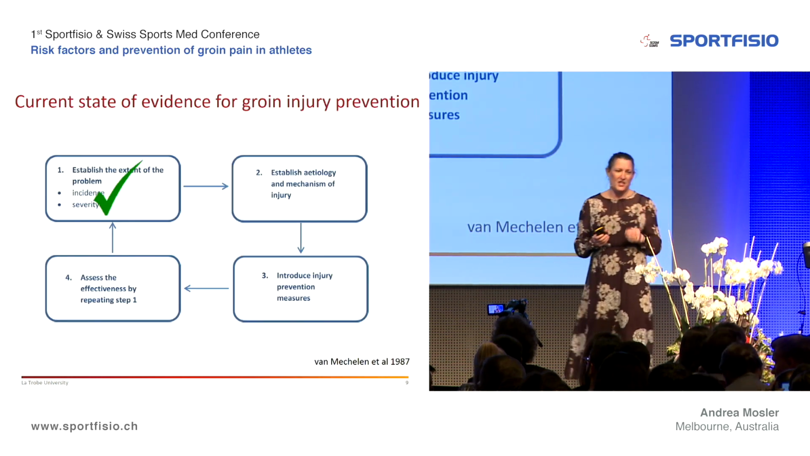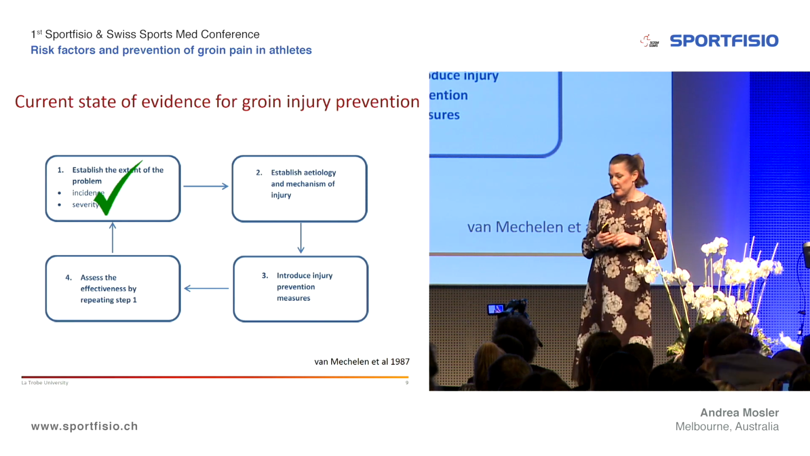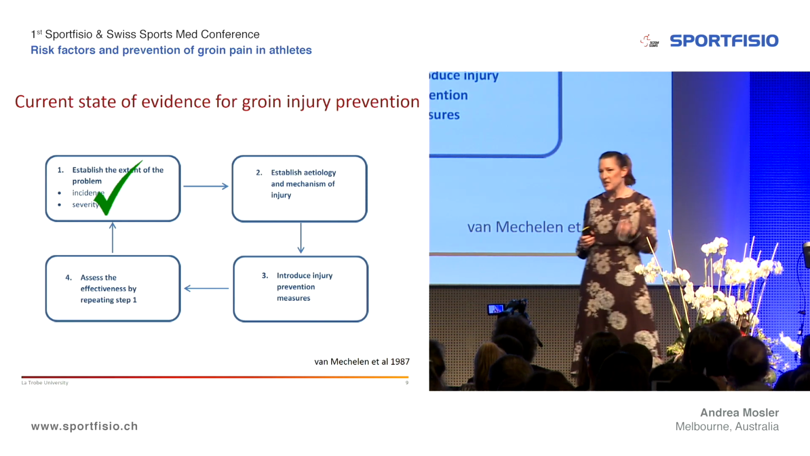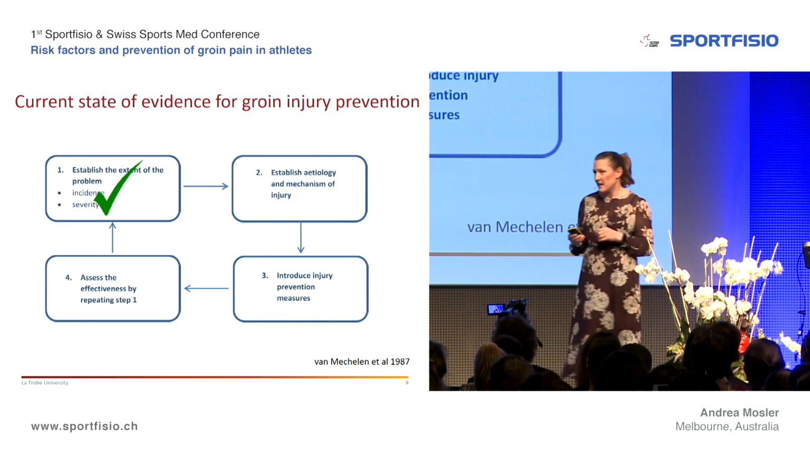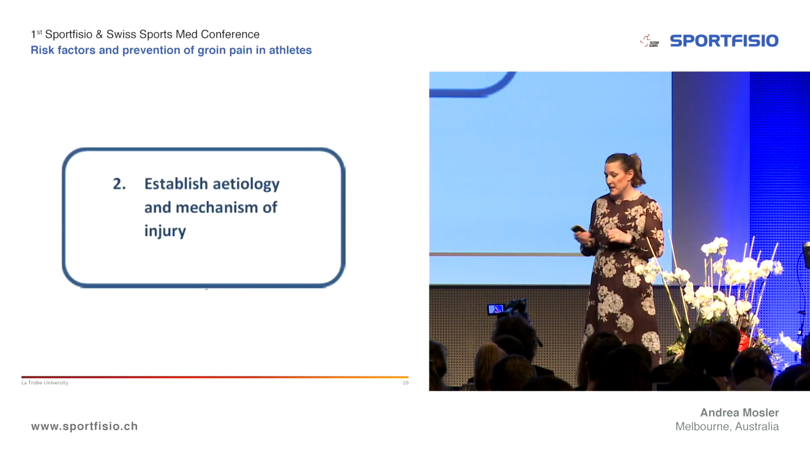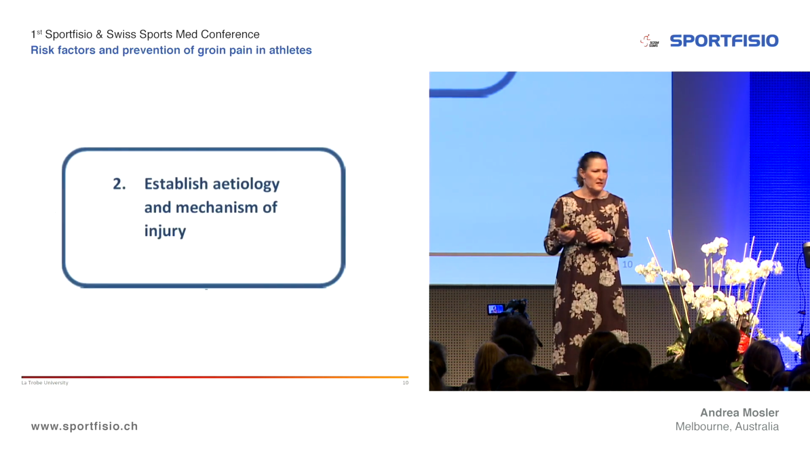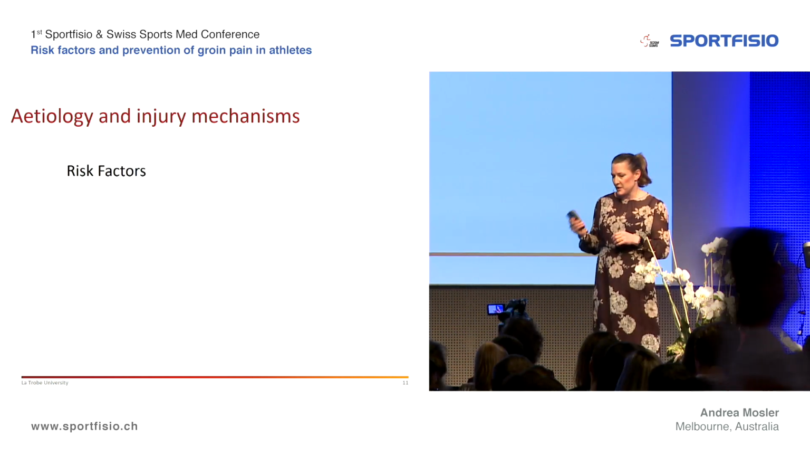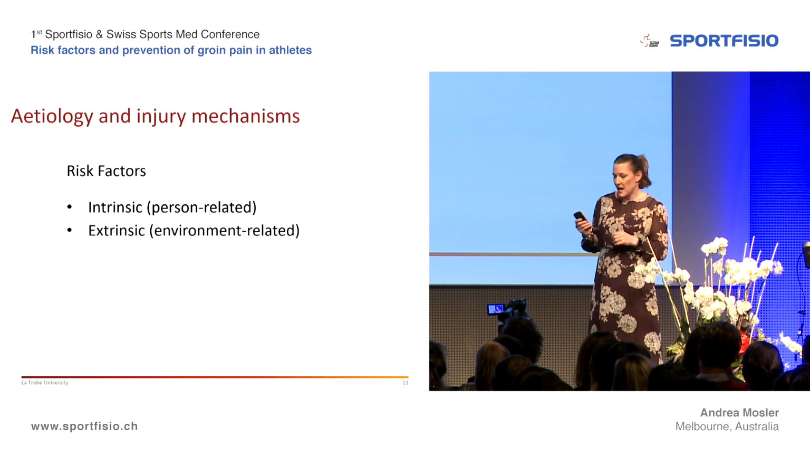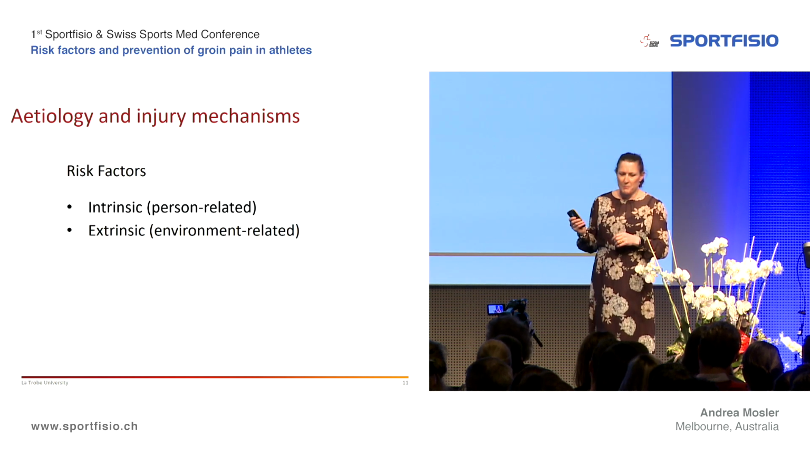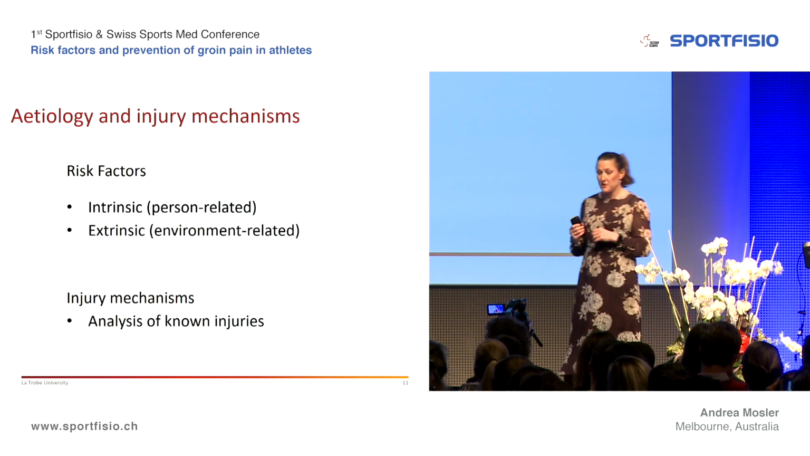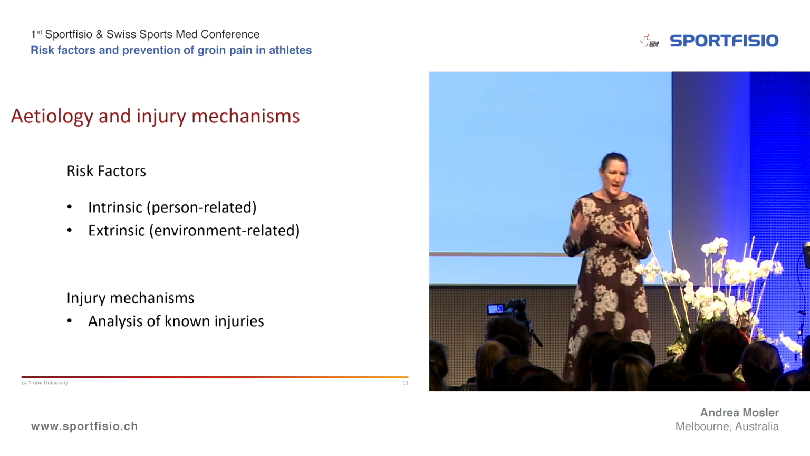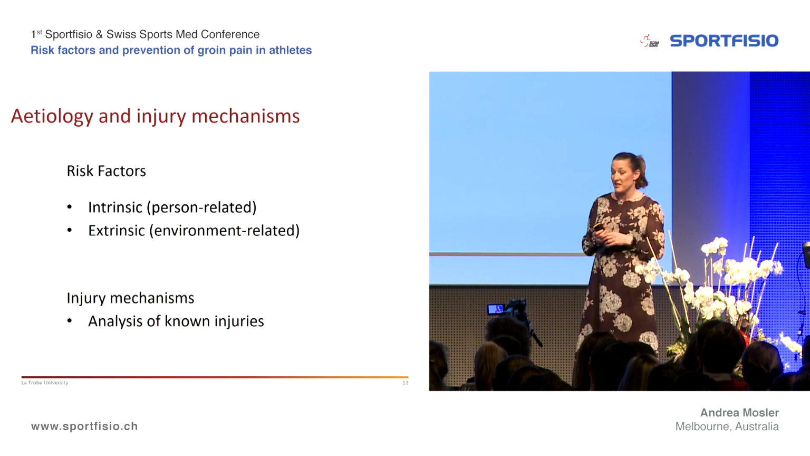So we actually know quite a lot about the severity of the problem. Yep, it is a problem, has a high prevalence, and has a high burden in sport. So what about the etiology and mechanism of injury for groin problems? Well, we need to look at risk factors, both intrinsic and extrinsic risk factors. But we also need to look at the injury mechanisms, and we do that by analysing known injuries.